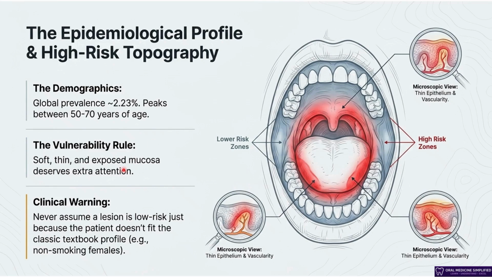The site of lesion matters greatly. Soft, thin, and mobile mucosa deserves careful attention. The lateral tongue, ventral tongue, floor of the mouth, and soft palate complex are clinically important areas because lesions at these sites may carry higher malignant potential. So, whenever you examine leukoplakia, do not only describe the color, describe the exact site. The location itself is part of the risk assessment.